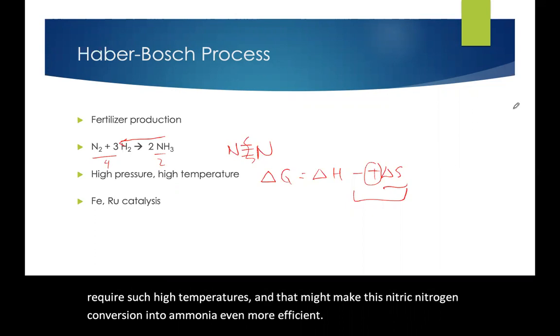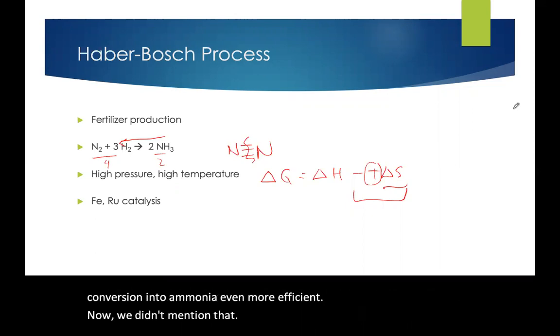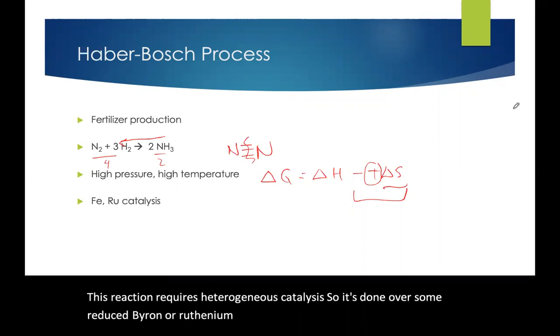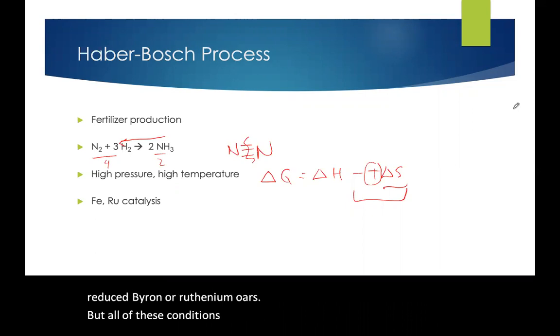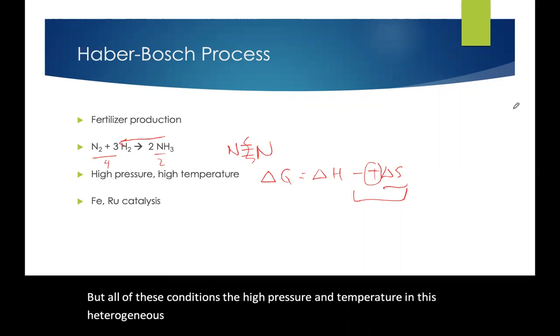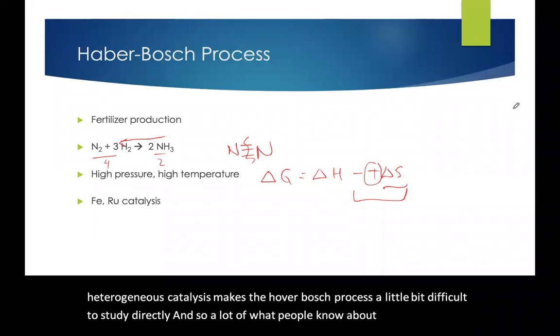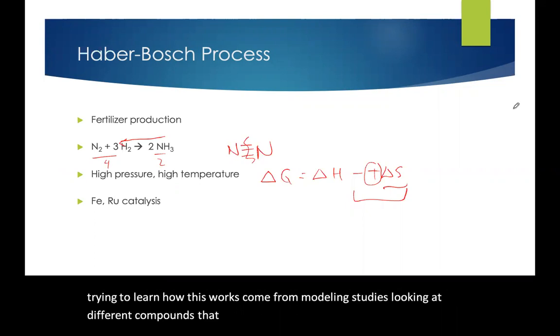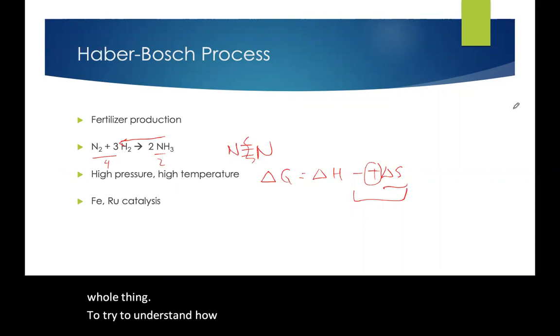Now, I didn't mention that this reaction requires heterogeneous catalysis. So it's done over some reduced iron or ruthenium ores. And all of these conditions, the high pressure and temperature and this heterogeneous catalysis, makes the Haber Bosch process a little bit difficult to study directly. And so a lot of what people know about it comes from modeling studies, looking at different compounds that might carry out part of this reaction, but not the whole thing, to try to understand how this really could work.